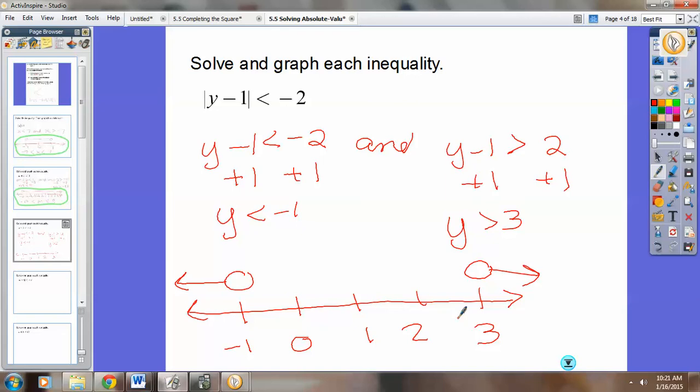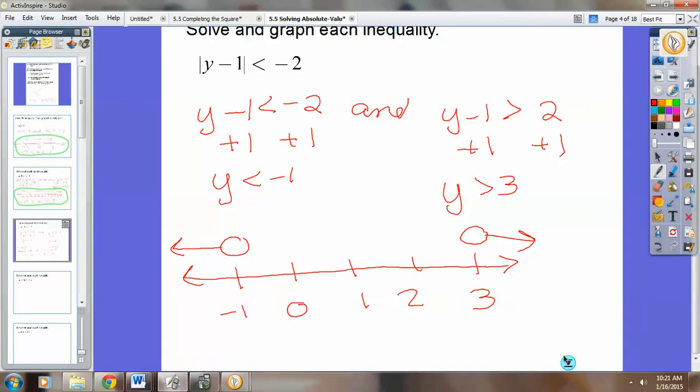No, 9 is not. No numbers. None. There are no numbers, are there? If something is less than -1, it can't be greater than 3. So what are we going to say? No solution. And it's not all numbers, because we don't have any that are solutions. Zero with a line through it.